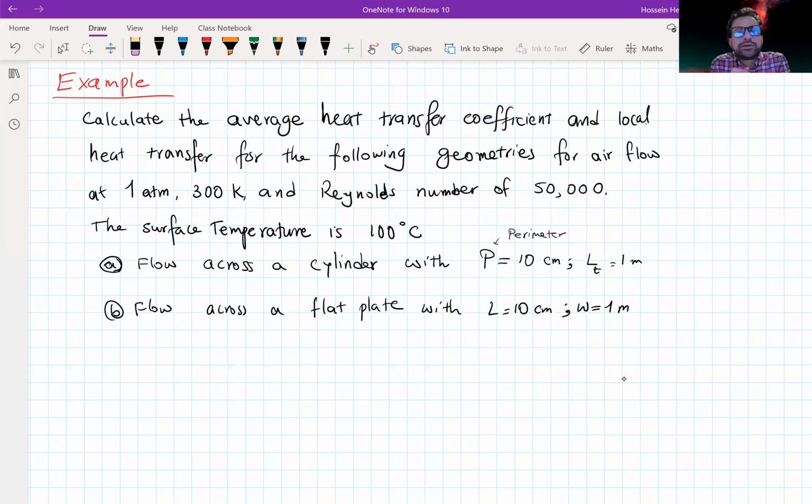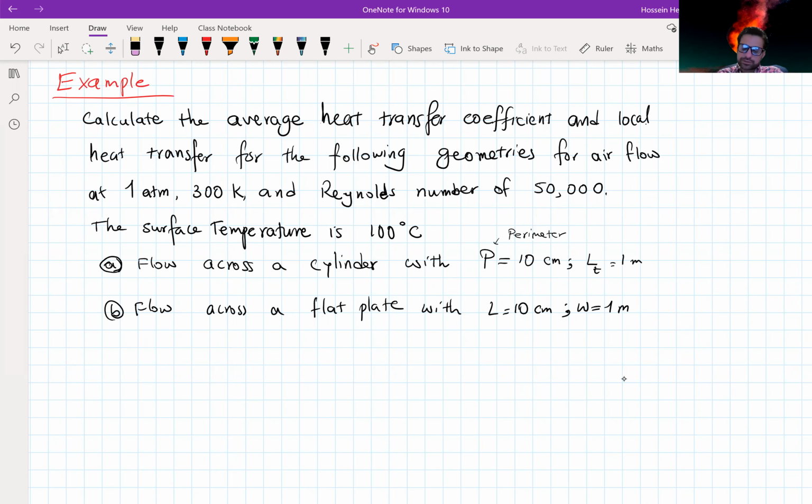We are going to find the overall heat transfer coefficient and the heat transfer, the Q, for two geometries where air is flowing at atmospheric pressure, 300 degrees Kelvin, and Reynolds number of 50,000, and the surface temperature remains constant at 100 degrees C.